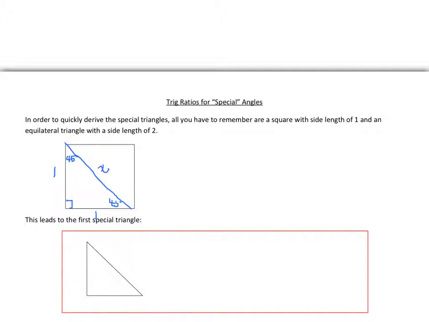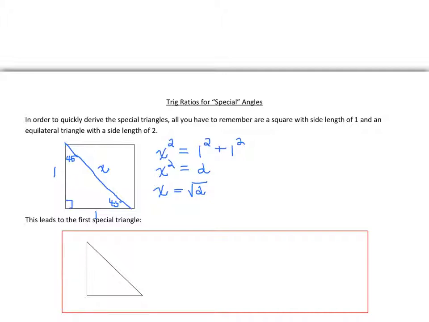And if I forget the length of that side, I can very quickly figure it out by using the Pythagorean theorem. In this case, the Pythagorean theorem would tell me that the length of the hypotenuse, which is x squared, would be equal to the sum of the lengths of the other two sides squared. So x squared is equal to 1 squared plus 1 squared. Simplifying tells us that x squared is equal to 2, and taking the square root of both sides tells us that x is equal to the square root of 2.